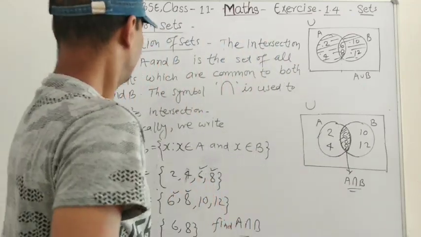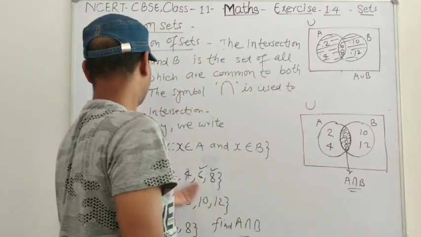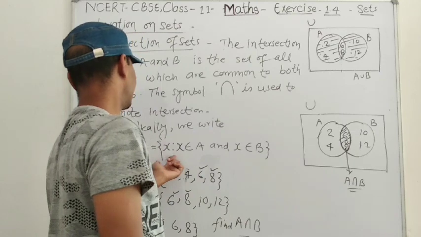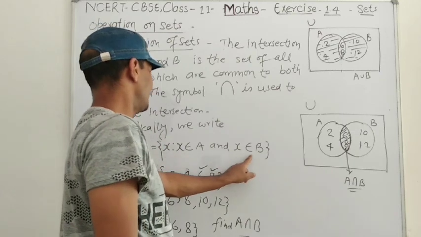So symbolically we can write it like this: x such that x belongs to A and x belongs to B.